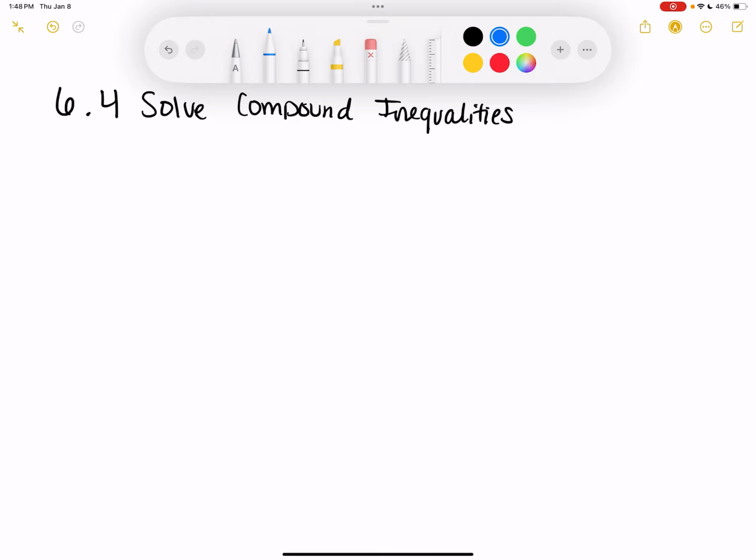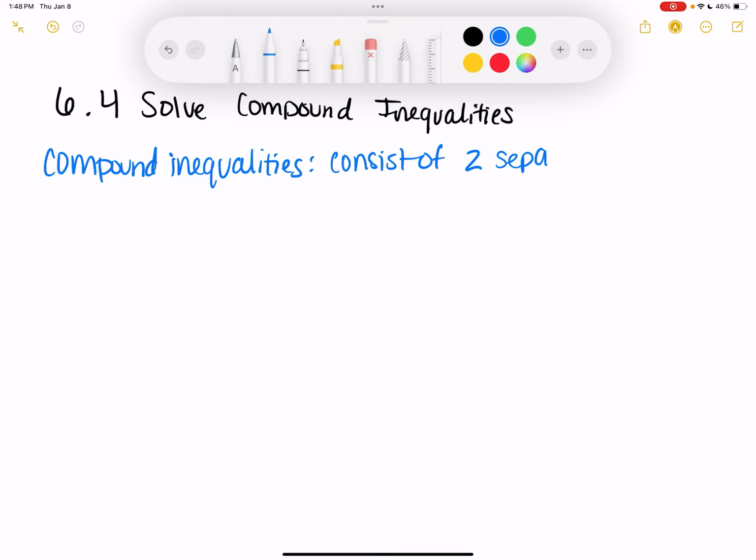James. Compound inequalities. They consist of two separate inequalities joined by and or or. We will be graphing again in this section because it's a different kind of graph. They're still on a number line, it just looks a little different.